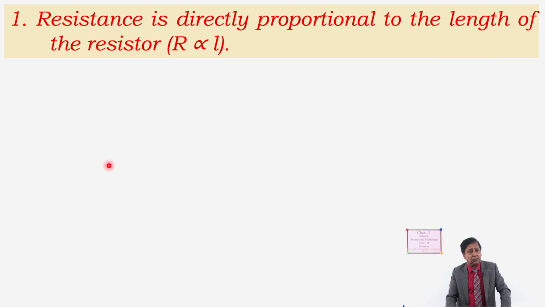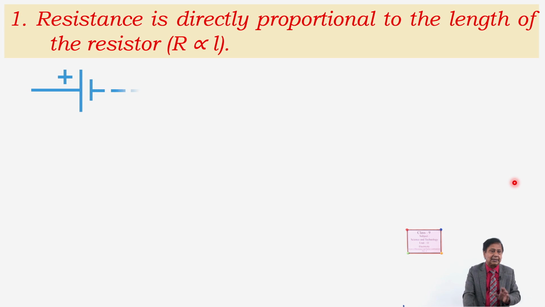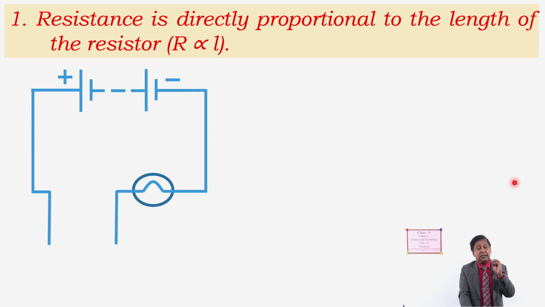Resistance is directly proportional to the length of the resistor. We are going to prove this experimentally. Let's say this is the symbol of a battery and it is connected to a bulb. Here it is, but the circuit is open. The two ends of the conductor are open.